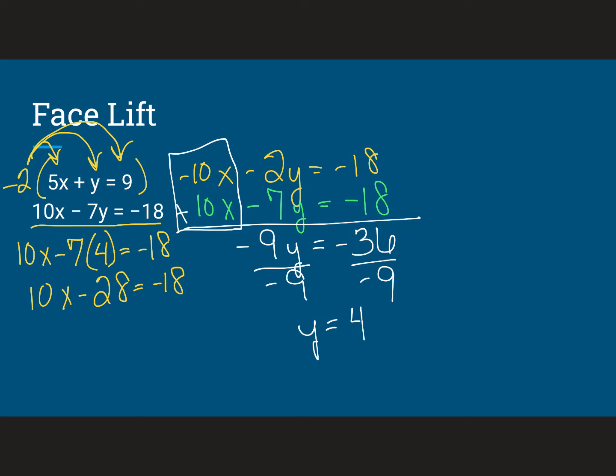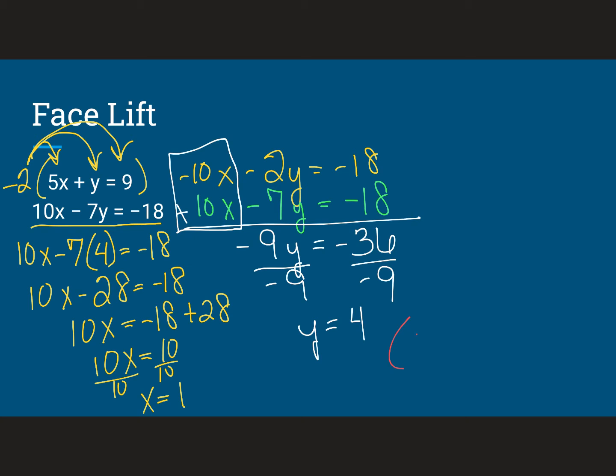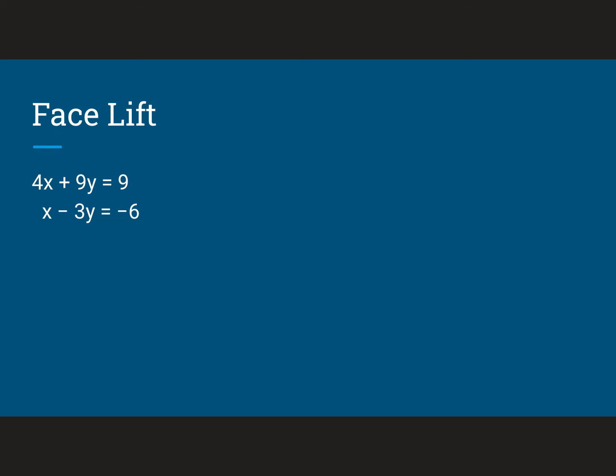I'm going to add 28 to both sides, so I get 10x equals negative 18 plus 28. So I get 10x equals 10. I divide both sides by 10 to get x equals 1. So now my answer to this one is going to be x is 1 and y is 4. So once we get past that initial stage of giving it a facelift by multiplying something, we're going to solve this just like we did our other problems. So on to another example.